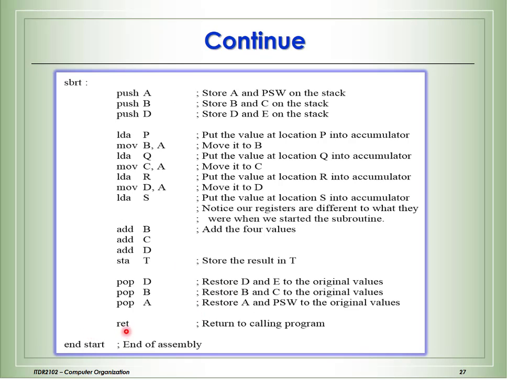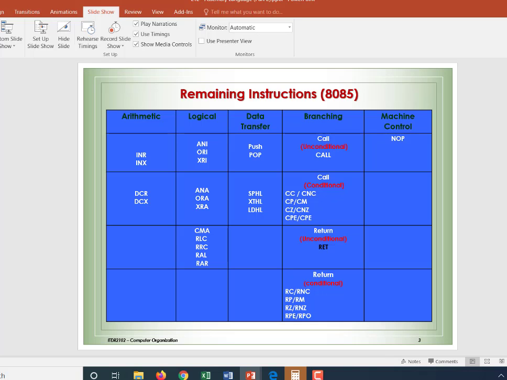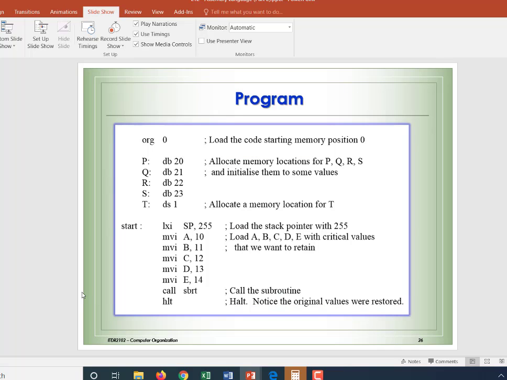And then this instruction, which is return to the calling program, is, as I told you, an unconditional return, and then it will go to the last program. Control will go to the main program, and the next instruction after the call subroutine is halt. So it will stop the program and the original values will be restored. That's all.